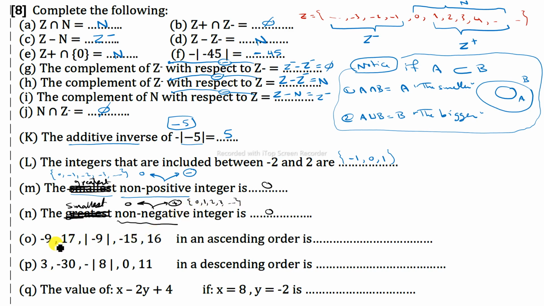The next: negative 9, 17, negative 9, negative 15, 16 in ascending order. Of course, cancel the absolute; absolute negative 9 is 9. He wants ascending order, meaning from the smallest to the greatest. Of course there are negative numbers, and negative is smaller than positive, so the negatives will come first.